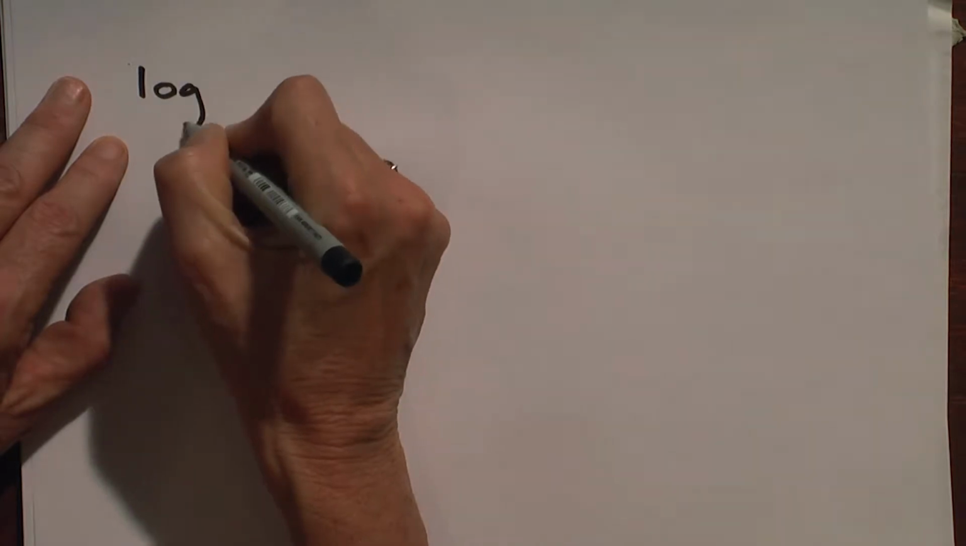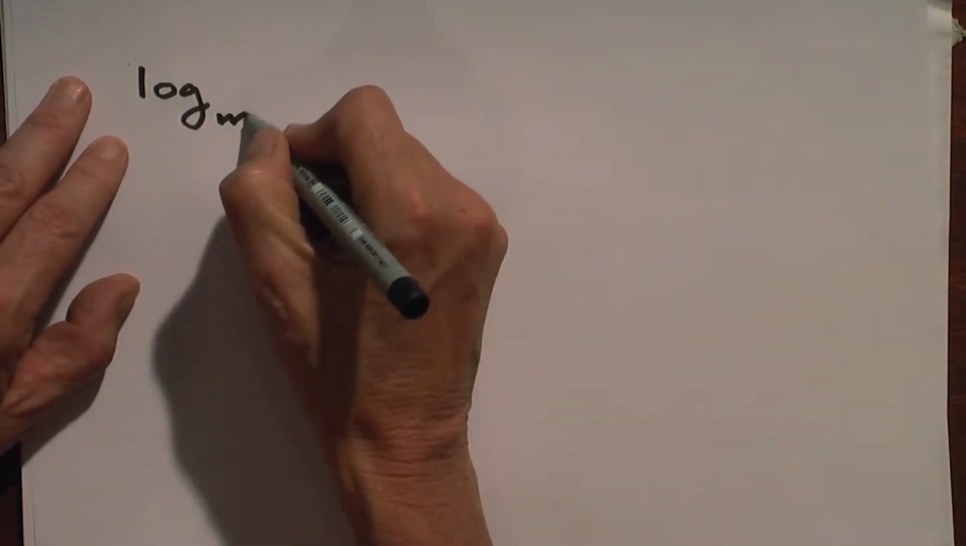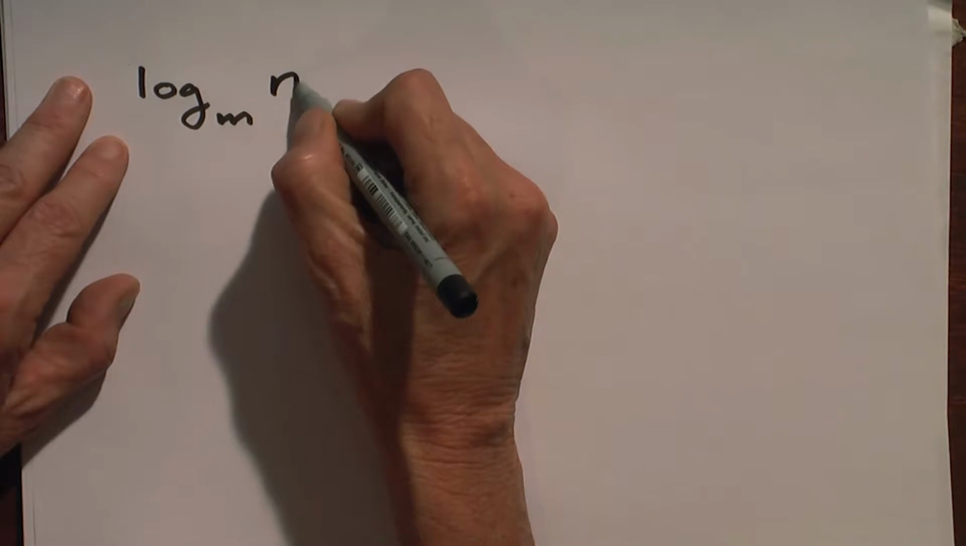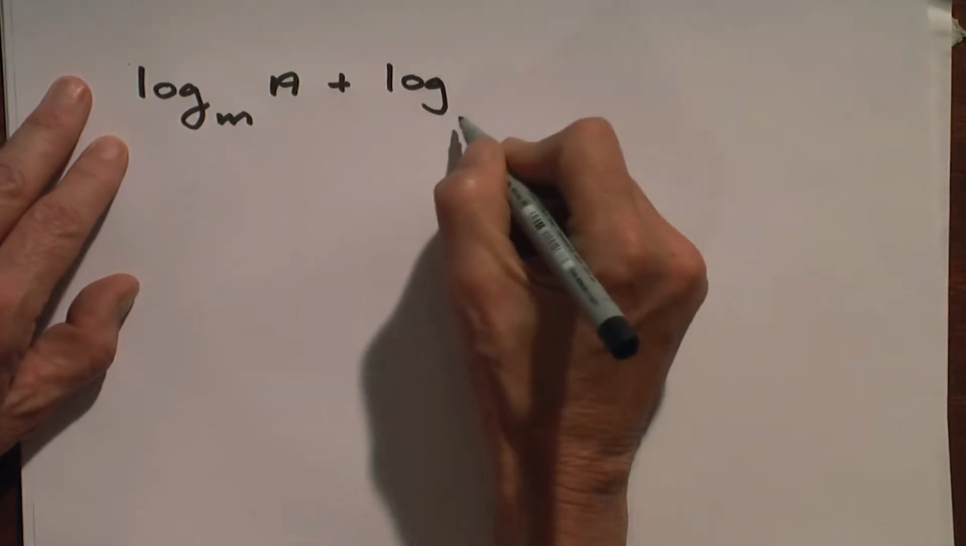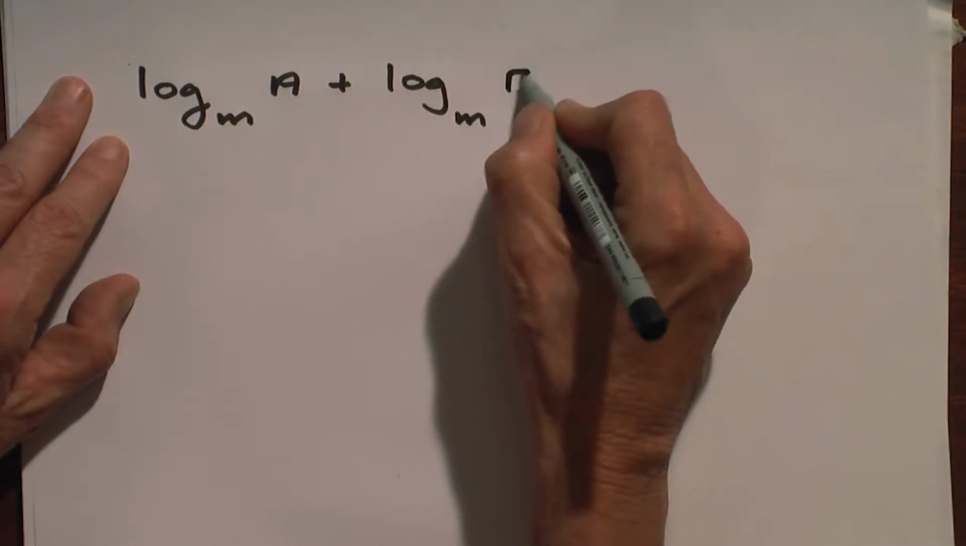I'm now going to look at logs. All right, let's quickly once again go through the rules of logs. I've got log of any base to the A, plus log, same base, to the B. Now logs are exponents, so it's the same rule.